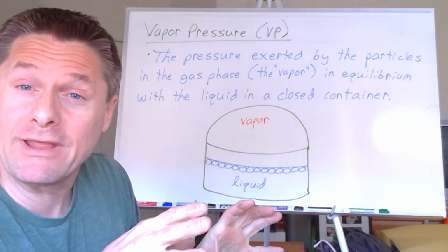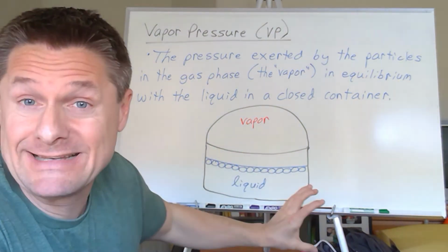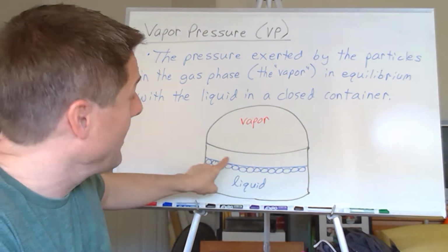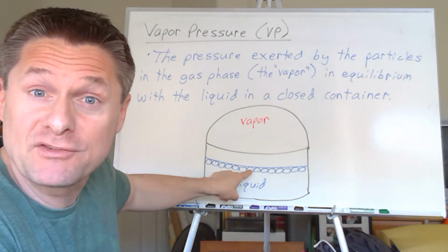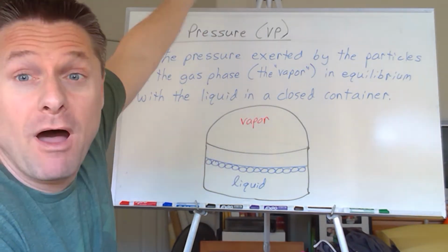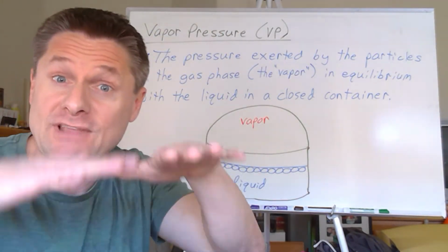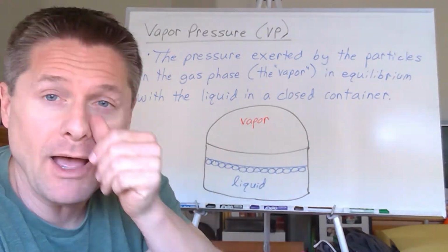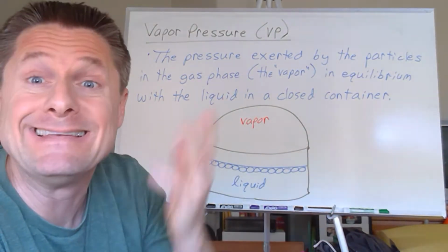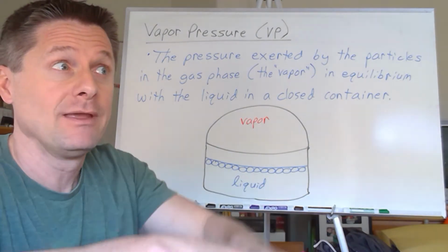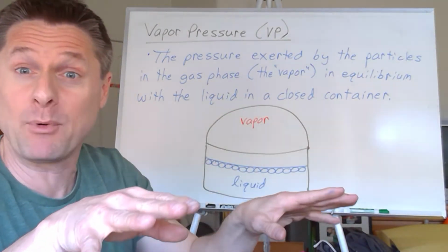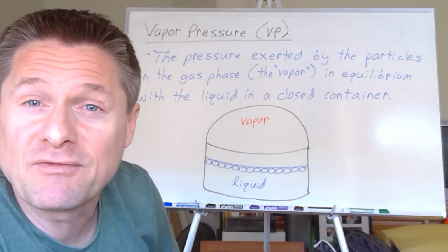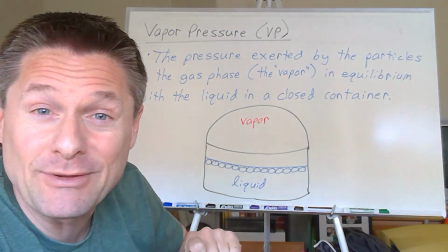So when we started this, I showed you that open container. It was open to the atmosphere, and then as these liquid particles on the surface evaporated, they just went off and joined the atmosphere. And then, for example, a whole puddle can disappear, or an open beaker of alcohol can disappear over time because the particles just go from the liquid phase to the gas phase, evaporate off, and whoop, disappear in the atmosphere. But what if we sealed it?